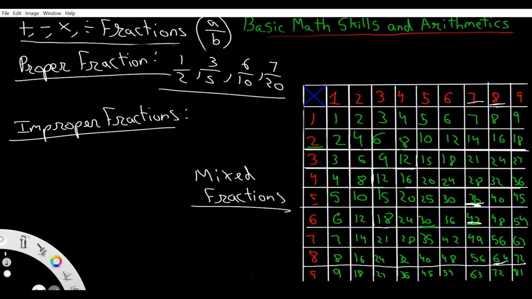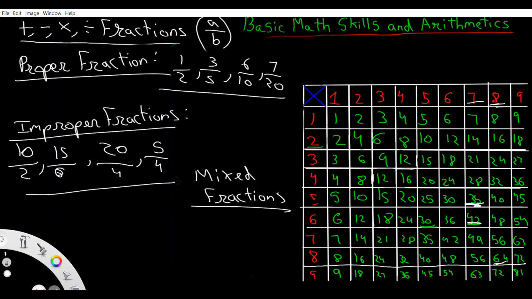Improper fraction is when the denominator is smaller than the numerator. For example, if you have 10 over 2, 15 over 6, 20 over 4, 5 over 4. These all are improper fractions because the numerator is greater than the denominator. Now, you can convert these improper fractions into proper form by making them mixed fractions.